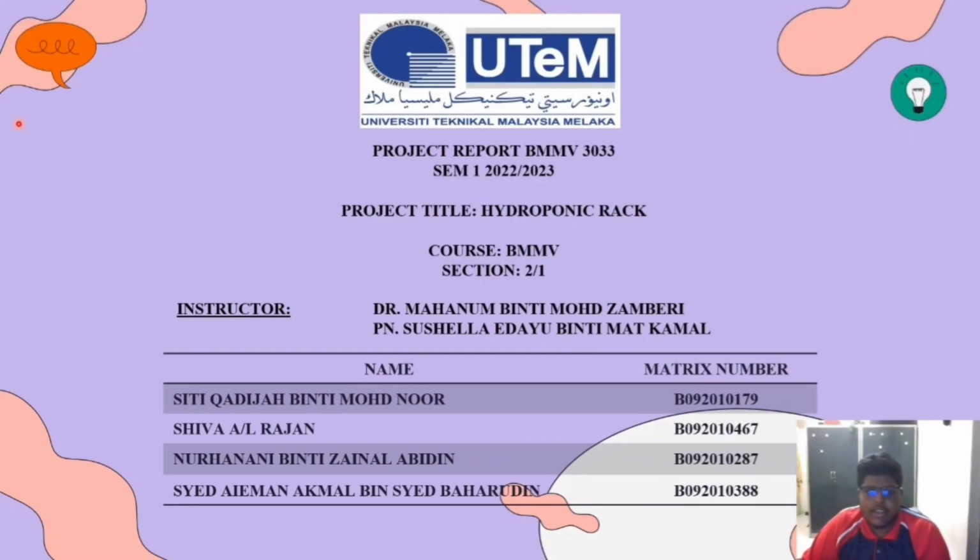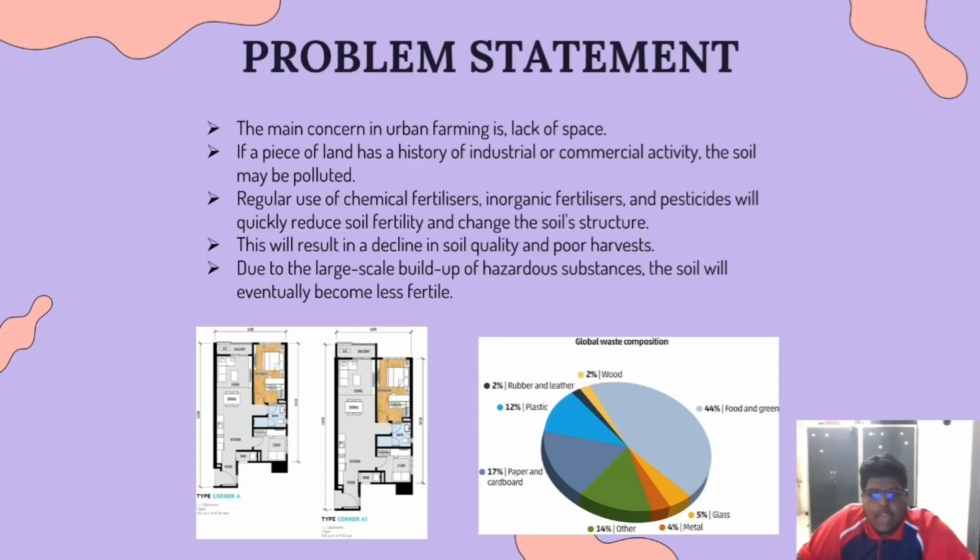So hi guys, today we are here to present our project which is hydroponic rack. Now we'll look into the problem statement. There are two core problems which affect urban area farming. The first is lack of space. Here we can see this is a standard layout of apartment houses in Malaysia. There is not enough space for them to keep their things. So how can they do their farming if there is not enough space for them to keep their things?